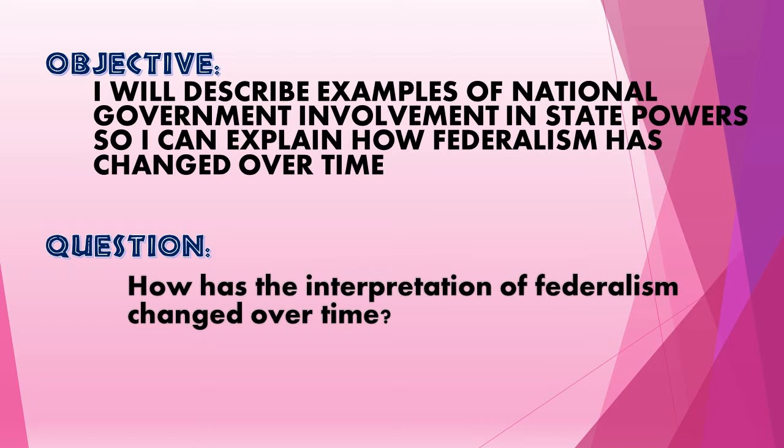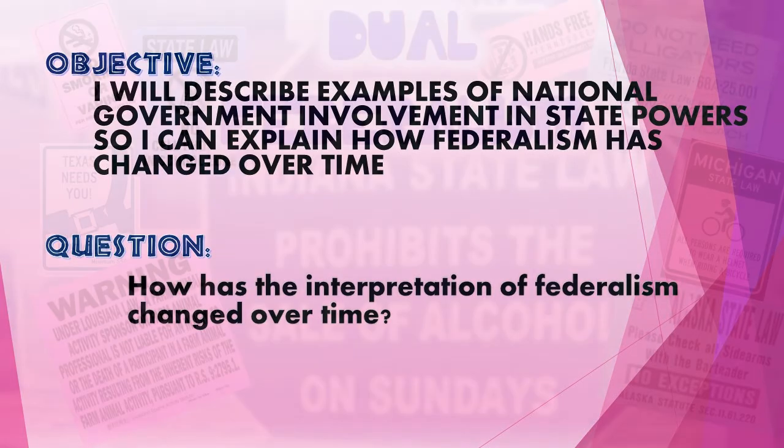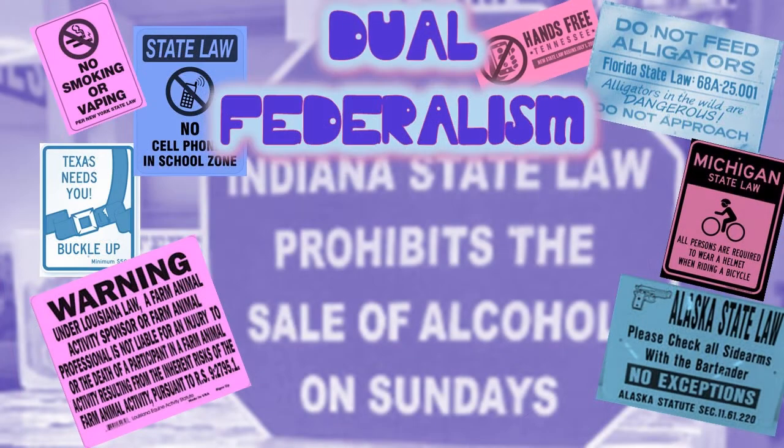So what we're looking at is we're trying to figure out how exactly the interpretation of the idea of the federalism system has changed over time. So we want to get started a little bit with the idea that we call dual federalism. This is how we have been talking about federalism so far.